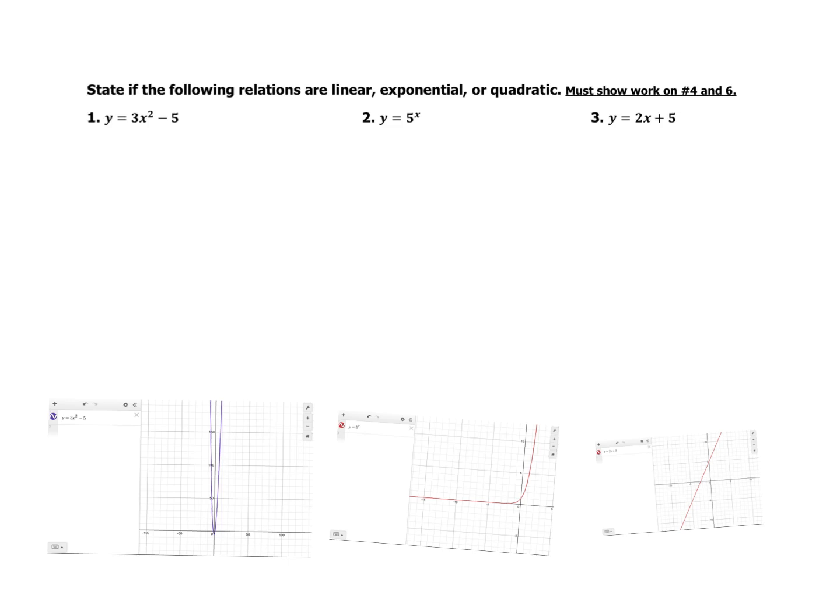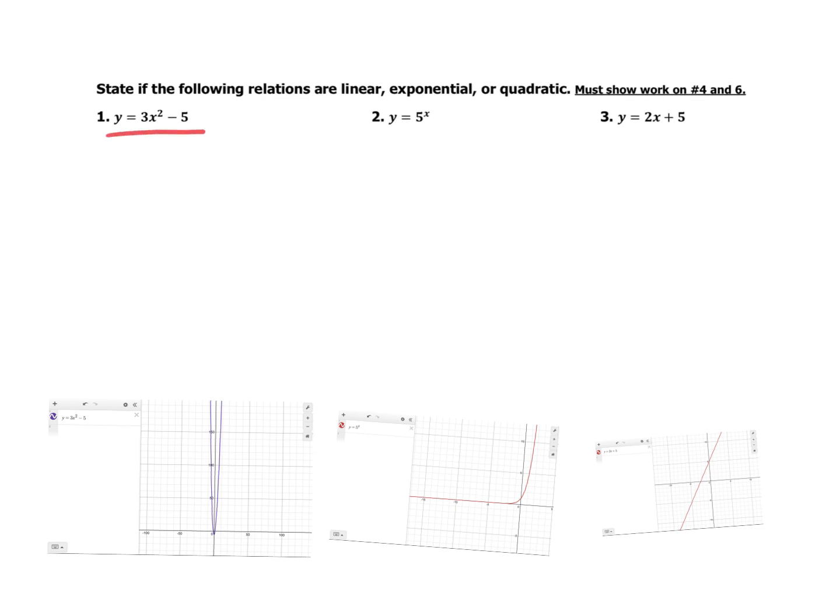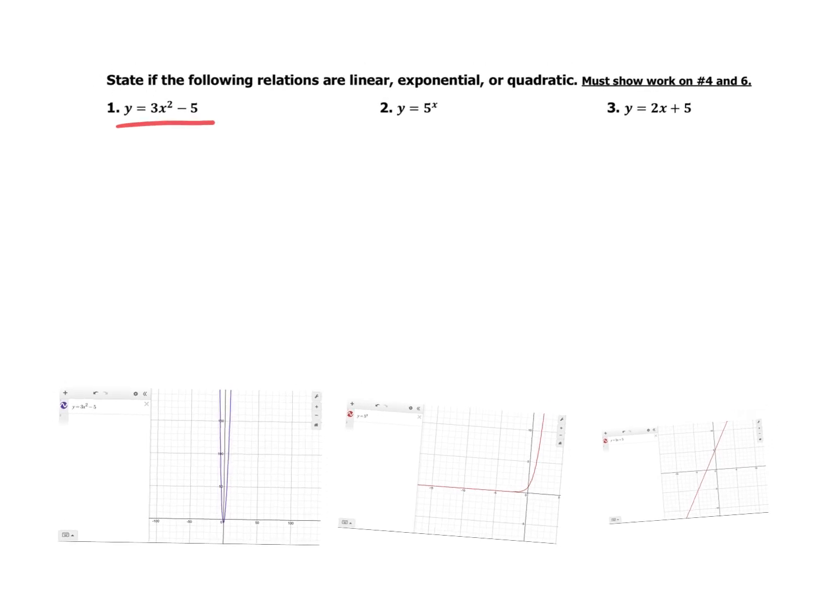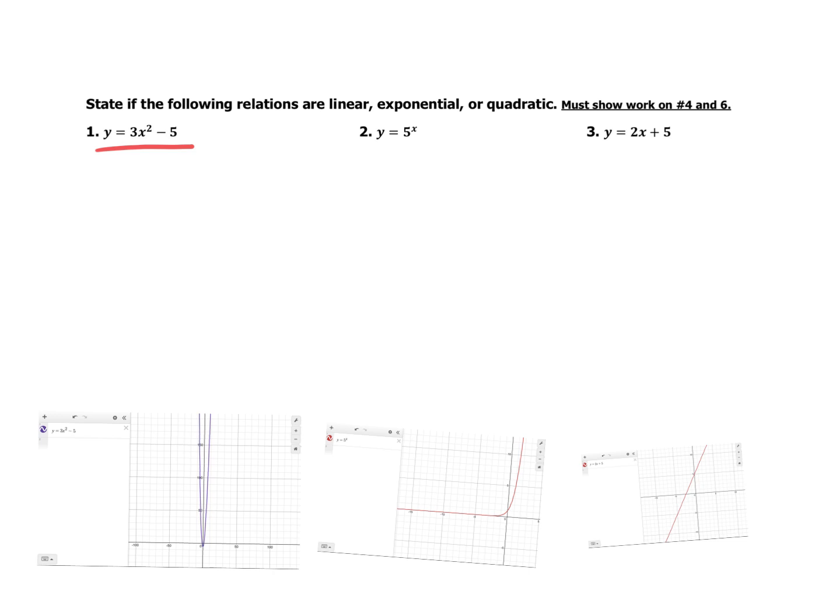Okay, let's go ahead and look at 1, 2, and 3. We have to state whether these relations are linear, exponential, or quadratic. I would first start off by recommending typing these equations into Desmos. So go ahead and type y equals 3x squared minus 5.